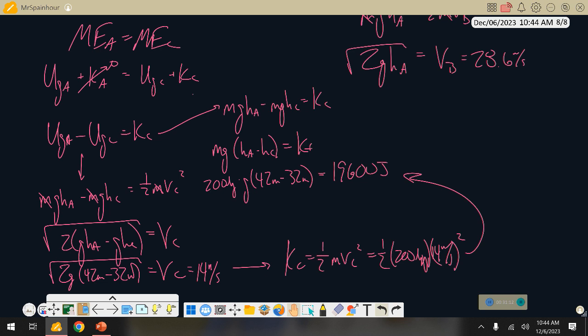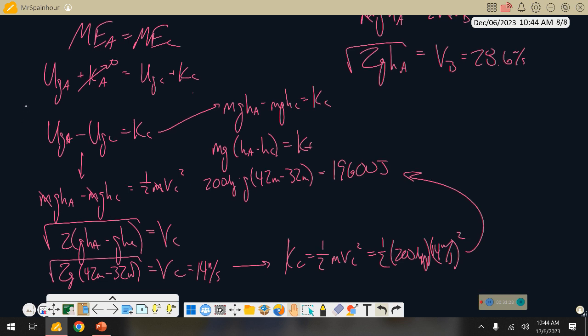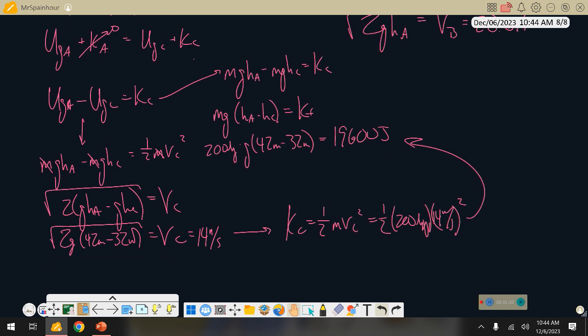Cool. Now, to do this, a couple things you don't have to do, but I like for simplification purposes. M and G are the same in both, so you can't cancel them because it's over here, but you can factor them out. So I take 200 times G times 42 minus 10 and get 19,600 joules. Now, that being said, if I do it that way, I could do one of two things. Either one, with kinetic energy, I could set it equal to this equation and go find the speed that way.